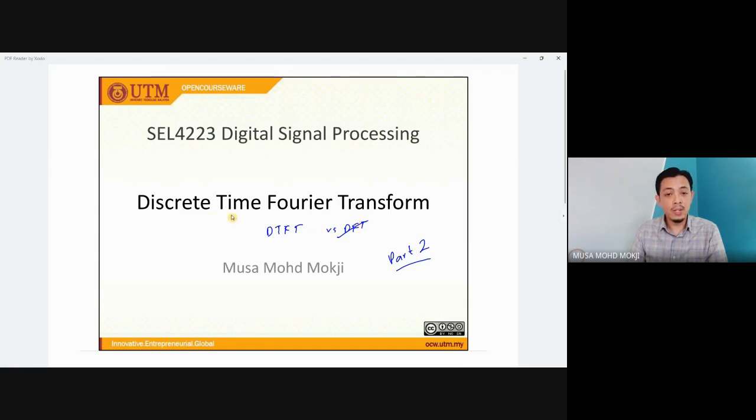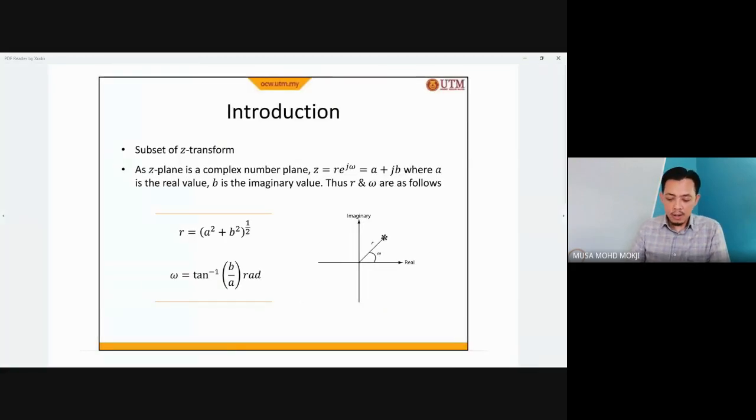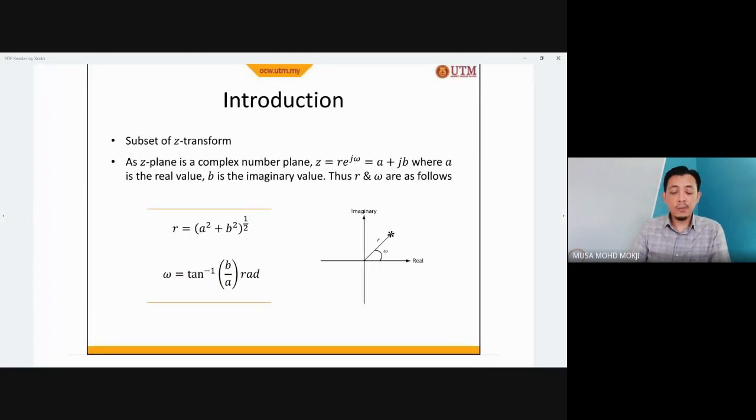But we need to start our discussion before we can go to DFT. We need to start our discussion on DTFT, where the only discrete value is the time. We hold the frequency first. So in this topic, the frequency will still be continuous. Still continuous.